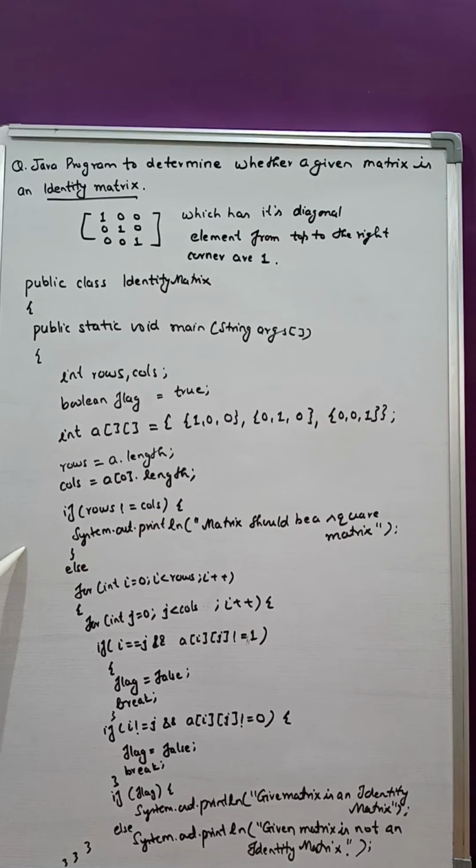Alright. But if this condition is right, that the rows and columns are equal, in that case you will come into the else condition and you will be doing what? You will be checking for two conditions, right?